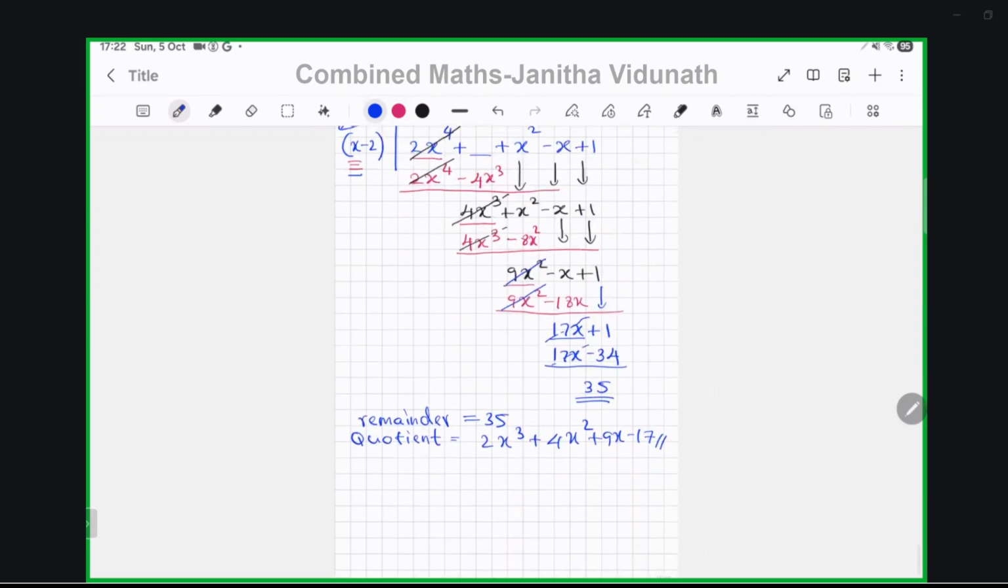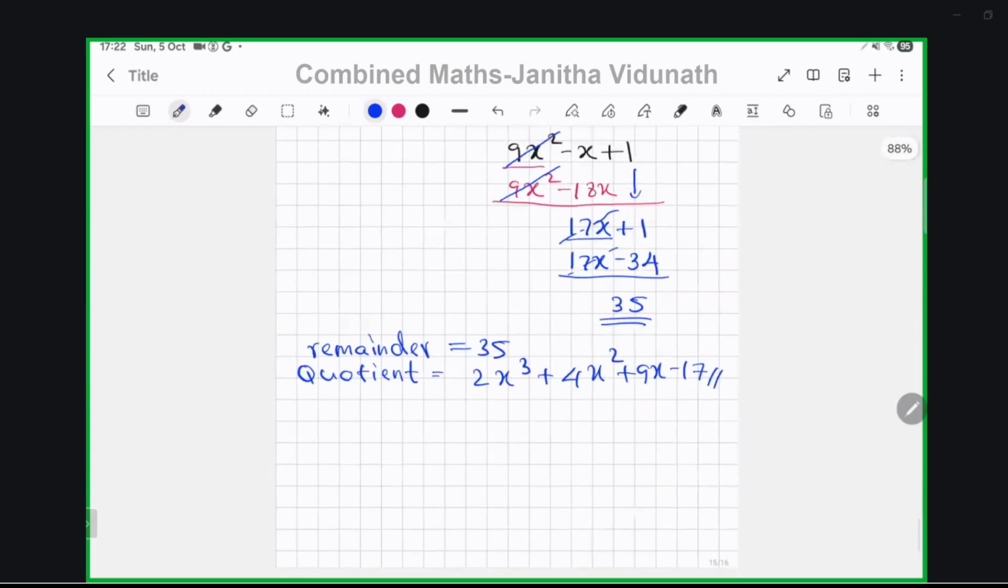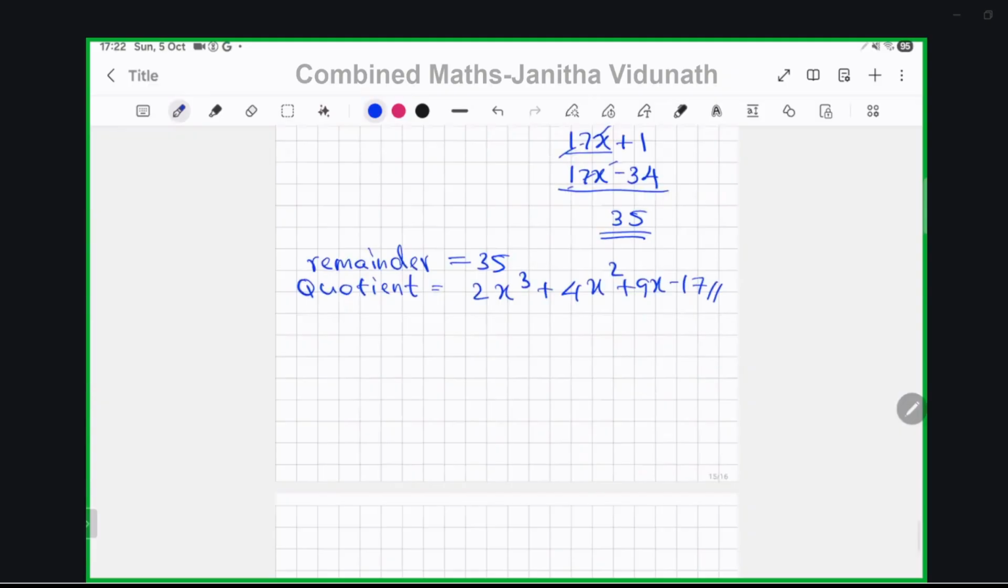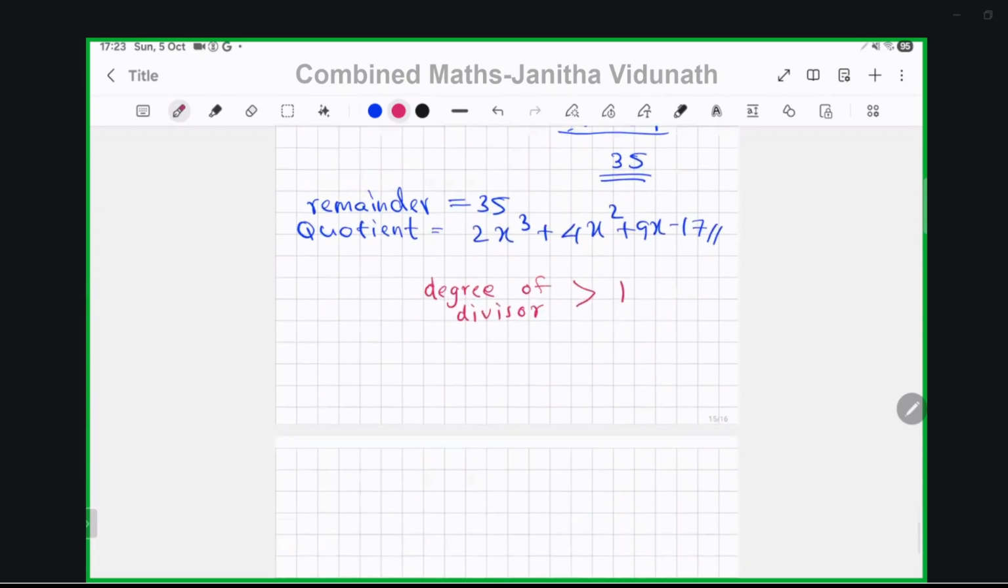Okay. Now we are going to divide with degree 2 polynomials. That means the degree of the divisor is greater than 1. Until now we only divided with degree 1 divisors. But from now onwards, we are going to divide with higher degrees. Okay, first I will do an example question.